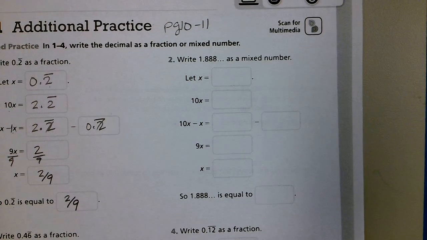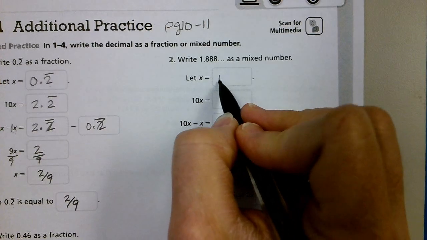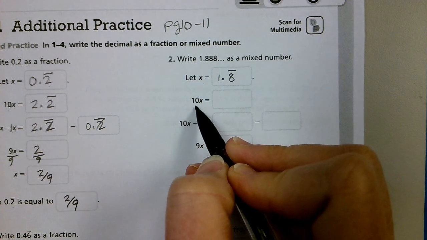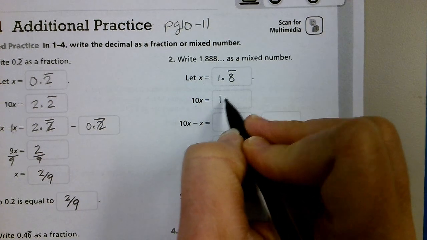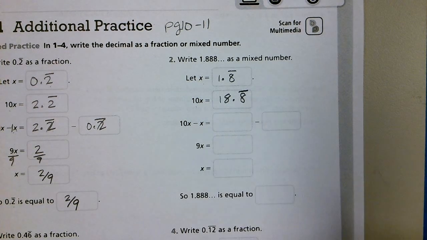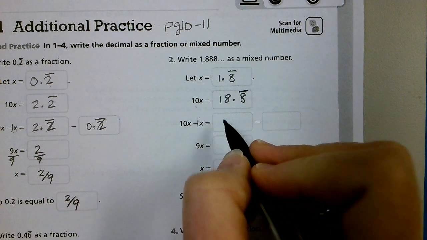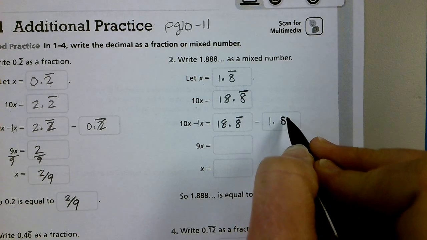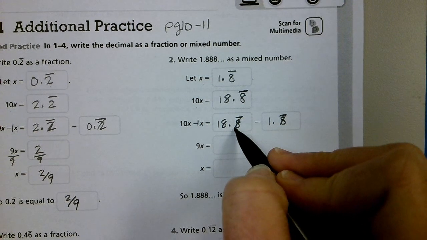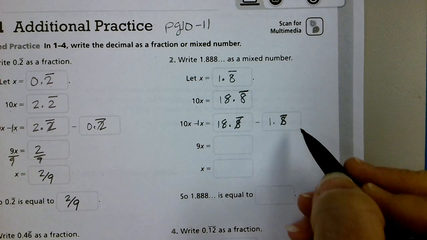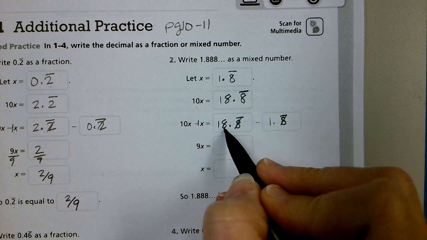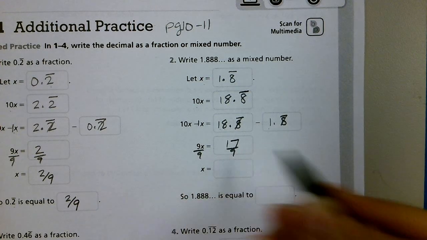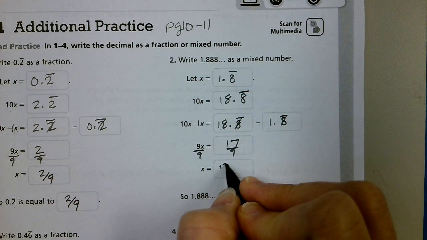Let's move over to number 2. We're going to let 1.8 repeating equal x. Then we're going to multiply by 10, which is going to give us 18.8 repeating. Now again, we're going to subtract 18.8 repeating minus 1.8 repeating. That's going to cancel out that repeating decimal. And then we're simply going to take 18 minus 1, which is 17, and then divide by 9. So that is 17 ninths.